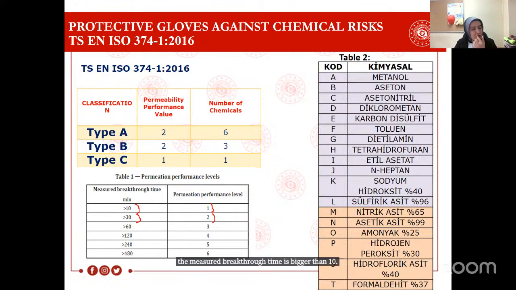For type A gloves, that glove protects against 6 different chemicals. For type B, against 3 chemicals, and for type C, against 1 chemical. This is table 2. Table 2 shows us the chemicals. For type A, 6 chemicals from that list are for protection of that glove.